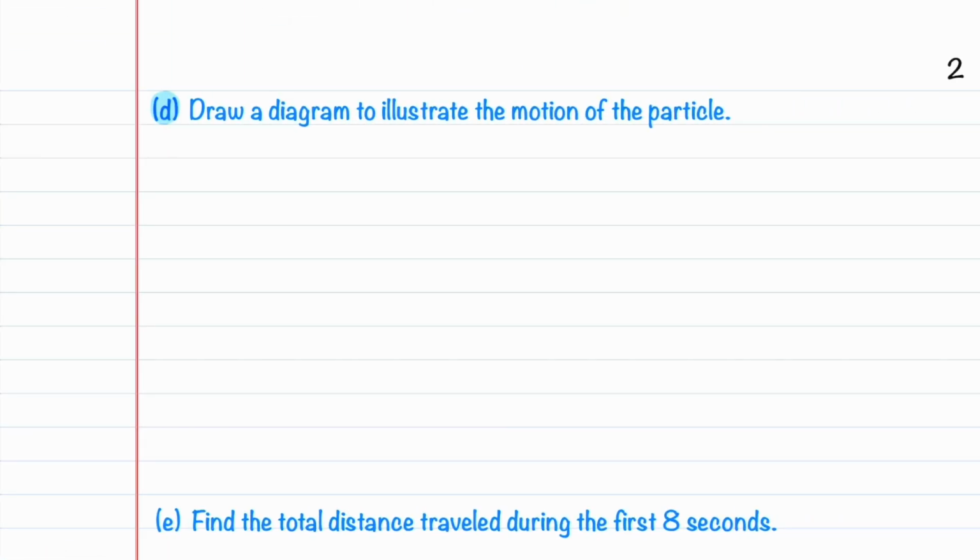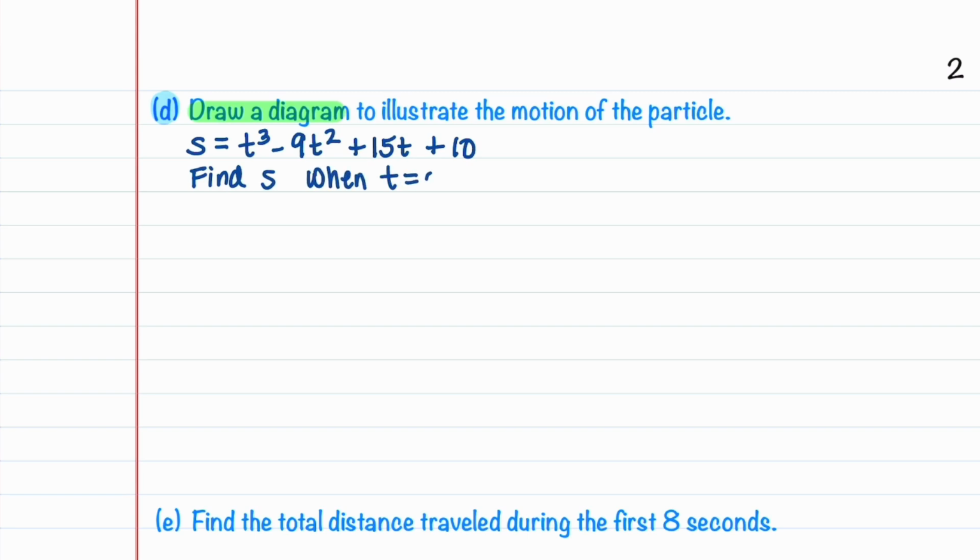In part D, we are going to draw a diagram to illustrate the motion of the particle. Since it's talking about the motion of the particle, I am going to go ahead and write down our position function. S is t cubed minus 9t squared plus 15t plus 10. To illustrate the motion of the particle, we want to find our position function s when t is equal to 0 and v is equal to 0. That will be our main position points, and then we'll fill in between.